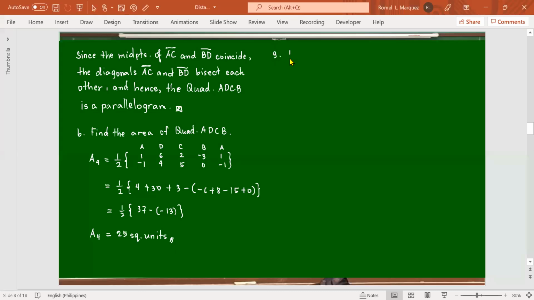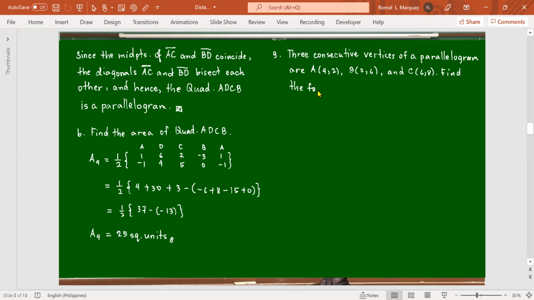This is number 9. Three consecutive vertices of a parallelogram are (4, 2), (2, 6), and (6, 8). Find the fourth vertex. When you say consecutive, what does it mean? You're not supposed to change the arrangement, no?